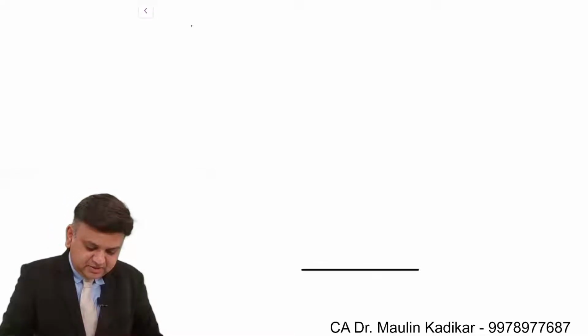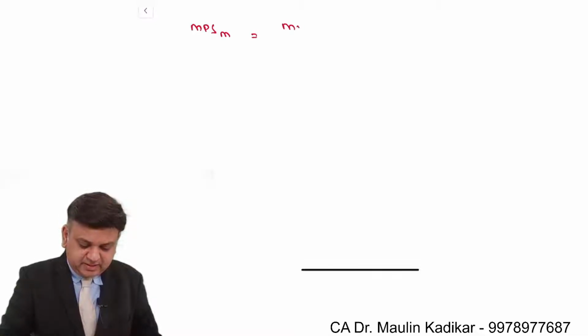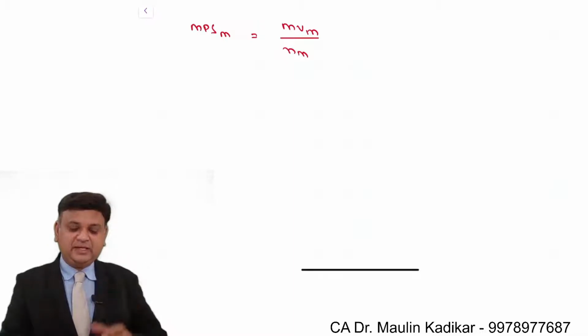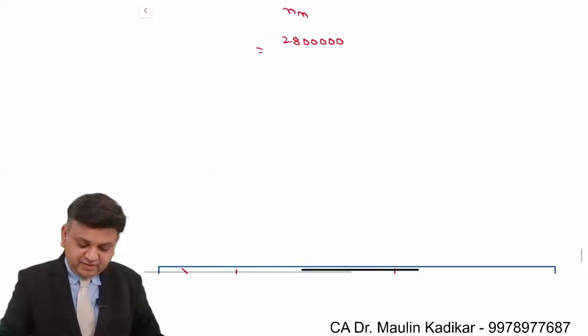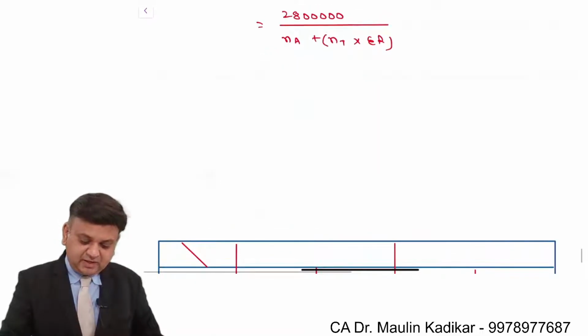So, understanding the answer to the first question, in which we'll compute the MPS of the merged firm. It will be calculated as market value of the merged firm divided by number of shares of the merged firm. We already have calculated the market value of the merged firm. It is an amount of 28 lakhs, divided by the number of shares of the merged firm, which is number of shares of the acquiring company plus number of shares of the target company into exchange ratio.